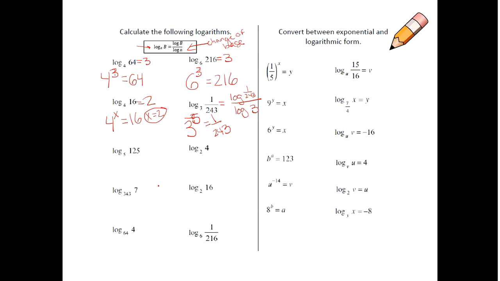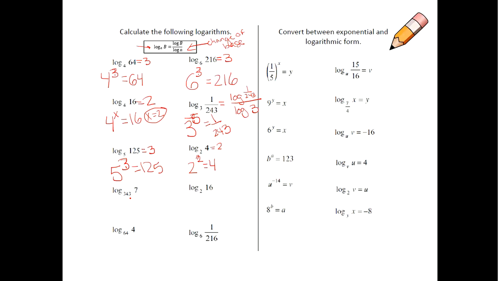Let's try this one. 5 to some power has to give me 125. 3, right? 5 to the third is 125. So log base 5 of 125 would be 3. 2 to some power has to give me 4. 2. You're kind of getting the hang of it, right?